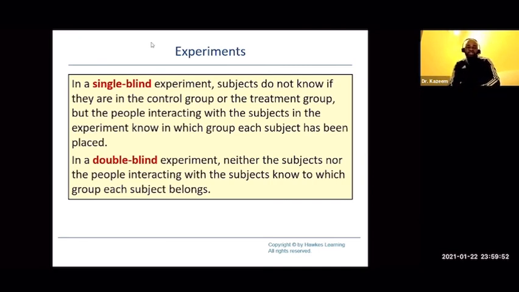don't really know whether a particular patient or a particular subject received the placebo or not. And that was why I said in a single blind, the subject does not know if they are in the control group or in the treatment group. But in the double blind, neither the subject nor the people interacting with the subject know to which group each subject belongs. We use this in research, so it could be single blind or double blind.